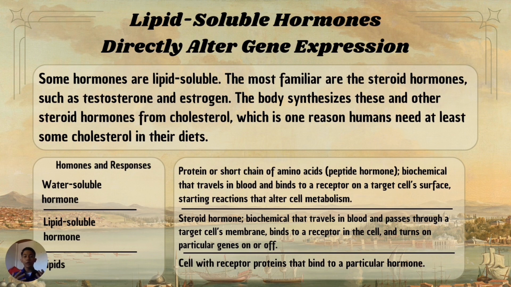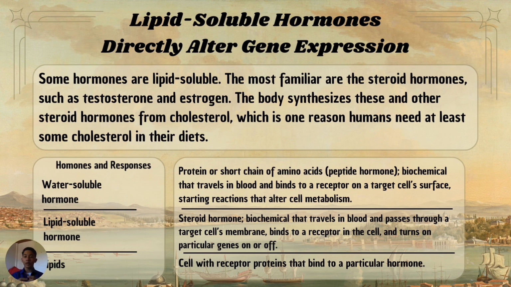So now, let's move on to the lipid soluble hormones directly alter gene expression. So, some hormones are lipid soluble. Those the most familiar are the steroid hormones, such as testosterone and estrogen. The body synthesizes these and other steroid hormones from cholesterol, which is one reason humans need at least some cholesterol in their diets.